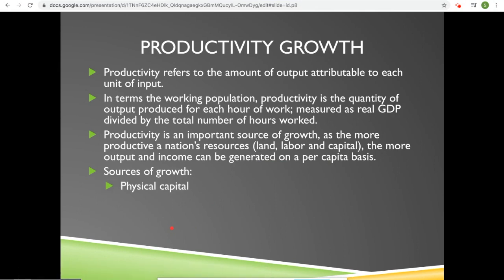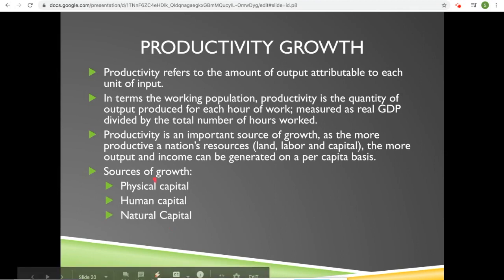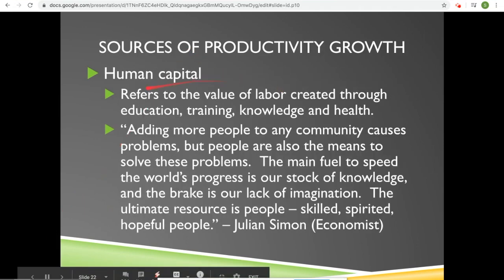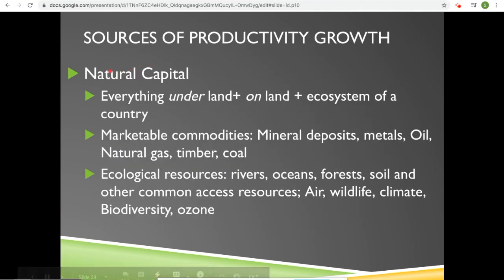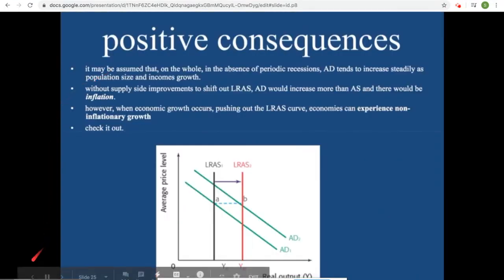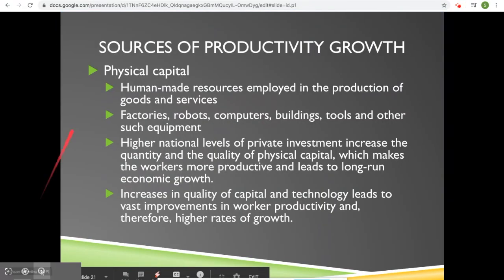So, what are the sources of growth? There are basically three: physical capital, human capital, and natural capital. Some of the sources of productivity growth are: the first one is physical capital.